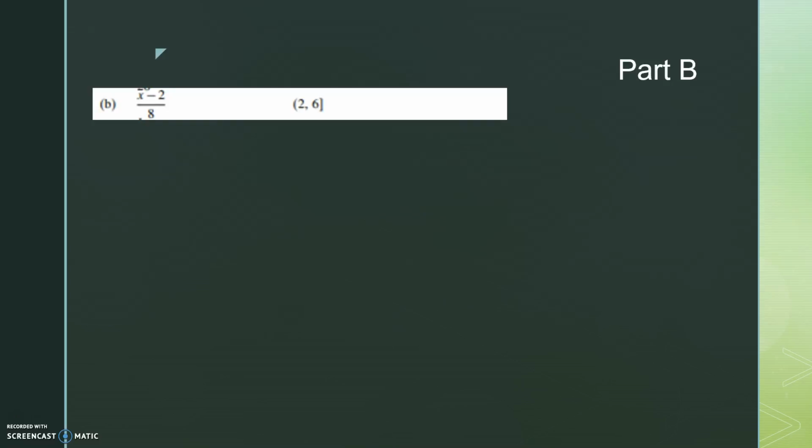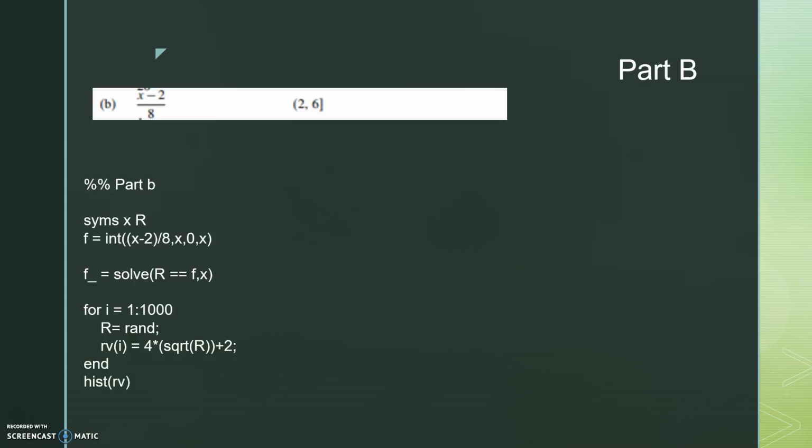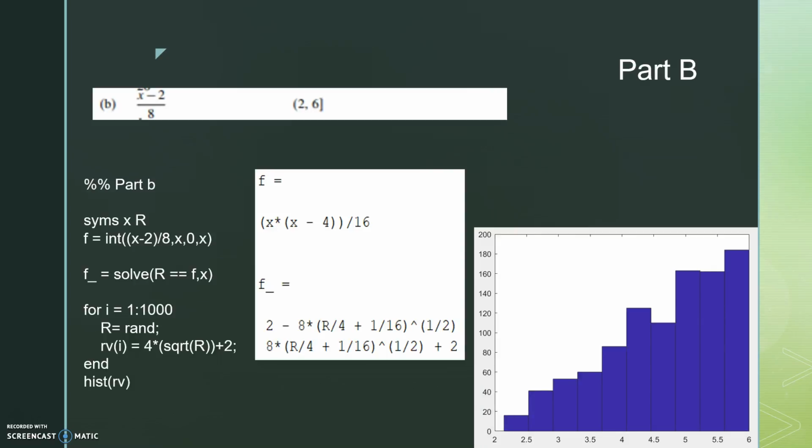So part B is a special type of distribution. It's not really a uniform, but if you were to go from 2 to 6 and take the integral of it, it equals 1. So it is a distribution. We did the solve function, and the f underscore gives a kind of crazy explanation that's way too long. That doesn't seem like it looks right to me.